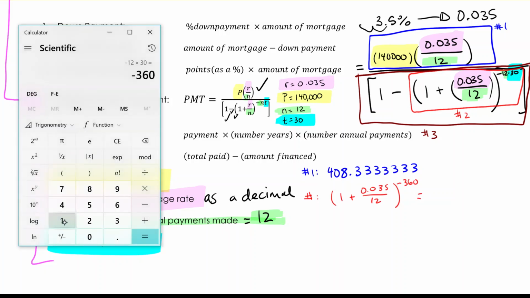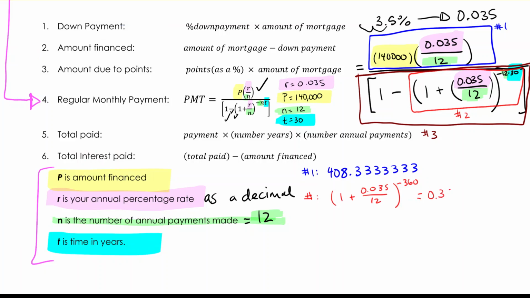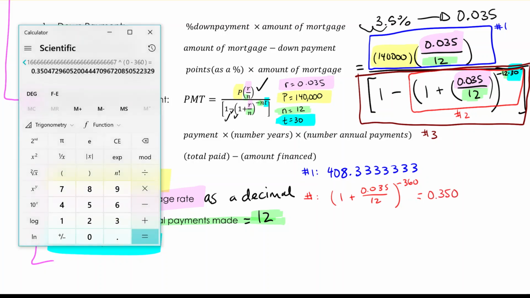We can type this in our calculator. 1 plus 0.035 divided by 12. Make sure that we type exactly what we see there. Press enter. Now that needs to be raised to the exponent negative 360. So here's my exponent. Your exponent button might look different on your calculator, but I'm going to say raise that to the 0 minus 360. That's the only way I can make my calculator say negative 360. And we get this. Okay, let's write out a few decimal places. 0.350 47296.